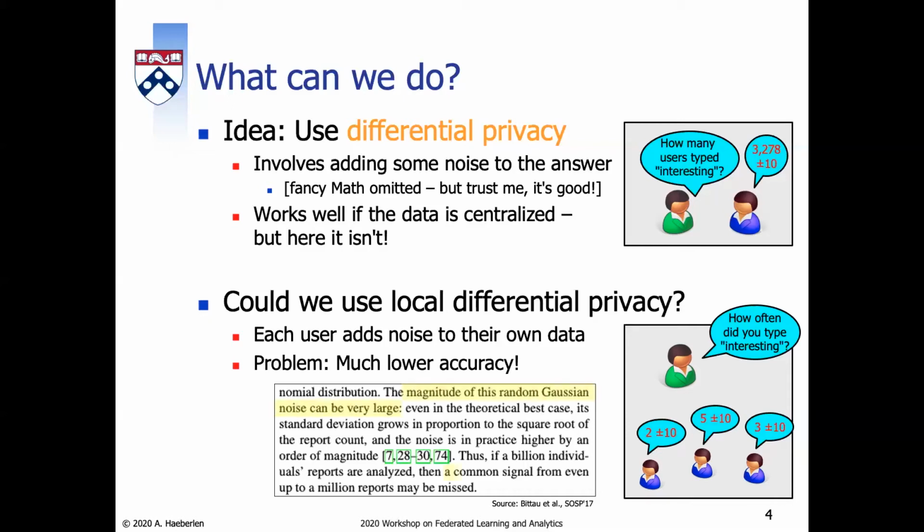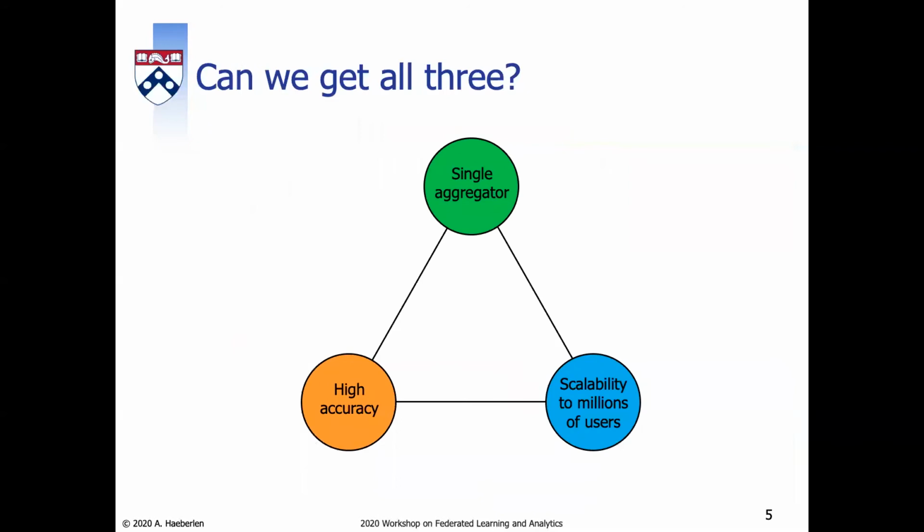To the point where even a signal from 1 million users can easily be missed. Okay, so there's a lot of noise in there. So the problem really boils down to trying to get 3 properties, and we know how to get any 2 of those. Right? So we want high accuracy, we want to scale to lots of users, and we want to do all this with a single aggregator.